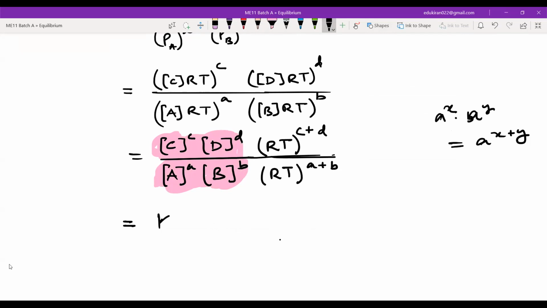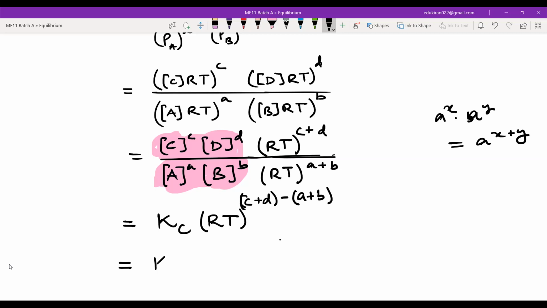So we'll write Kc times RT. Now both the numerator and denominator are the same, so I can write RT to the power of, since c plus d is above, I will write c plus d minus a plus b. Okay, minus (a plus b).